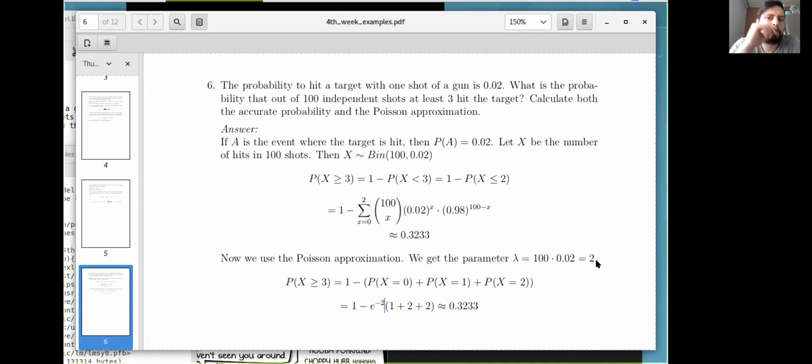But roughly, the n times p is a couple of orders of magnitude smaller than n, and a couple of orders of magnitude larger than p. In this case, it's 1/50th of n, and about 100 times bigger than p. Obviously, it's 100 times bigger than p because n is 100. And this is a very good situation.